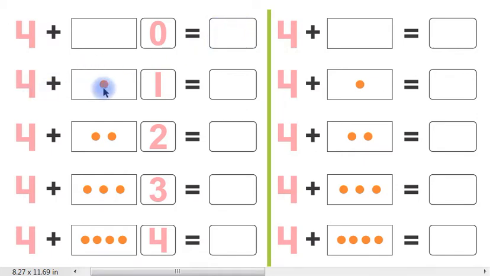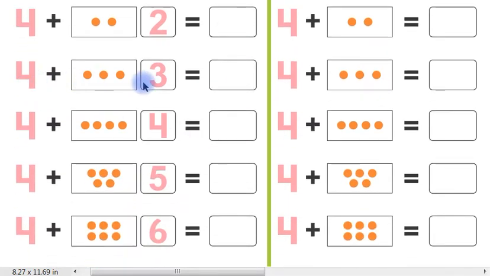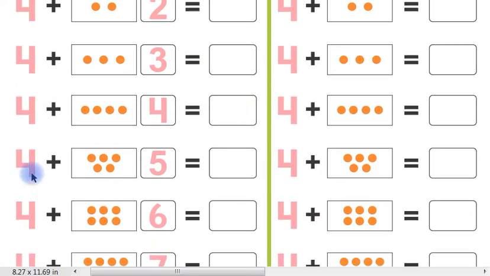4 plus 1, there is one dot in this box, this means 1. So 4 plus 1 equals 5. Children, you have to write number 5 in this box. 4 plus 2 equals 6. Children, you have to write number 6 here in this box. 4 plus 3 equals 7. Children, you have to write number 7 here in this box. 4 plus 4 equals 8. Children, you have to write number 8 here in this box.